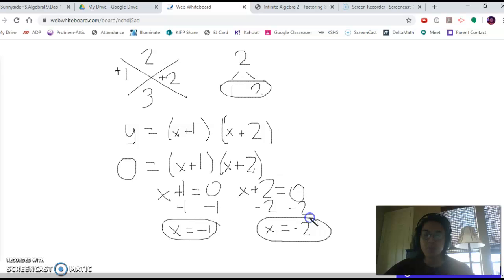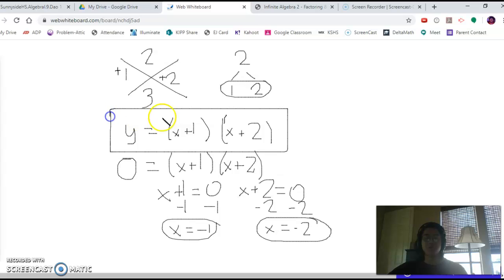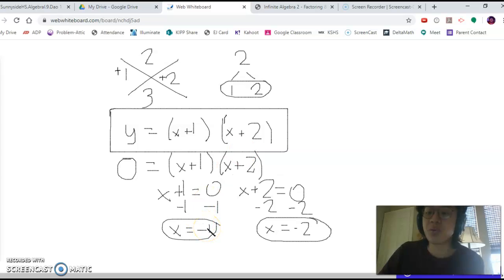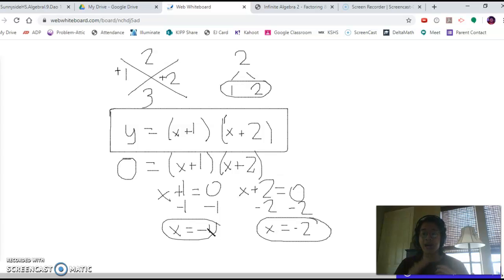Now, what do we notice about our solutions negative 1 and negative 2 compared to our original equation? Well, if we look at the original equation, we have positive 1 and positive 2. Our solutions are negative 1 and negative 2. So again, just like what we covered with graphing today, where we had vertex form, anytime it's in the parentheses, we must flip the sign. And because here both of them are in parentheses, we're going to flip both of the signs. So we're going to get negative 1, negative 2.